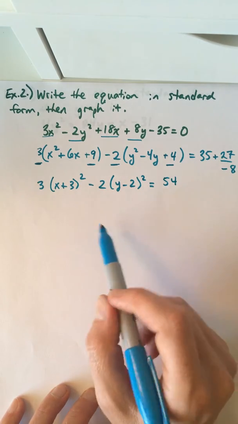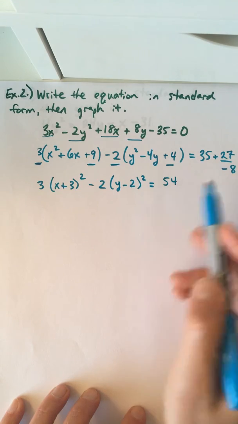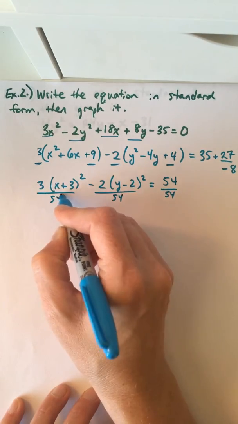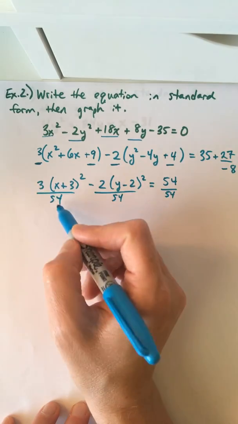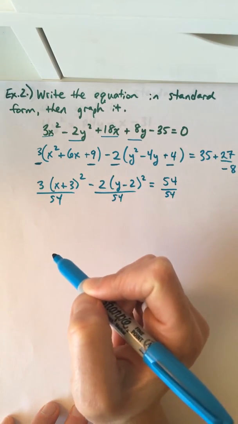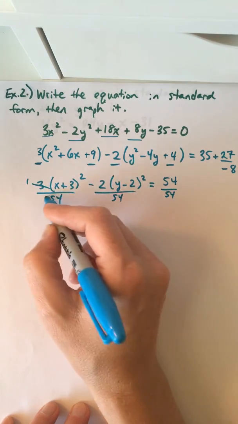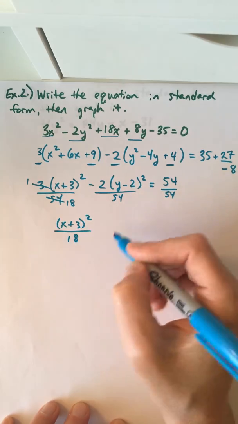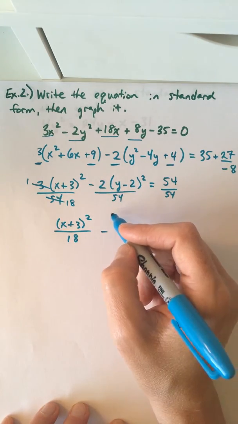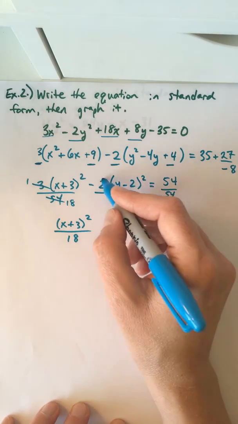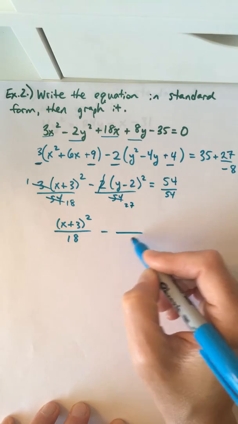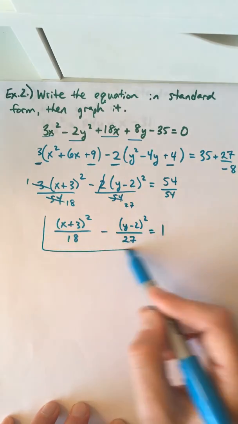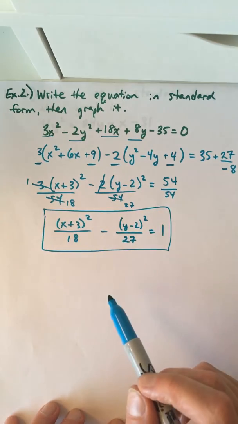I know this is a hyperbola, and I know it should always equal 1. To turn this into a 1, we're going to divide by 54. Divide by 54, divide by 54, and then simplify. Simplifying 3 and 54, I know that 3 times 18 is 54, so we can reduce this to a 1, and reduce this to an 18, and we get x plus 3 squared over 18. 2 and 54, well, I know that 2 times 27 is 54, so this becomes a 1, and this becomes a 27 if I reduce that fraction. So here is my standard form of the hyperbola.